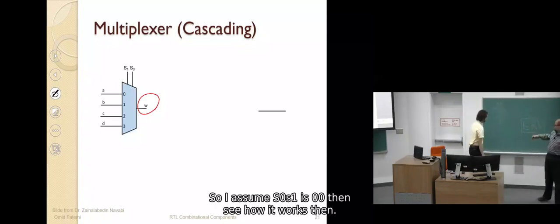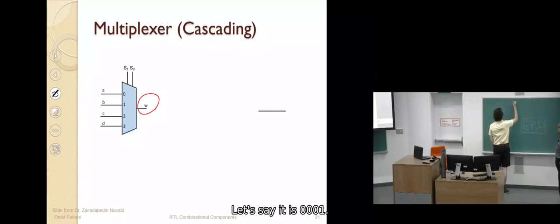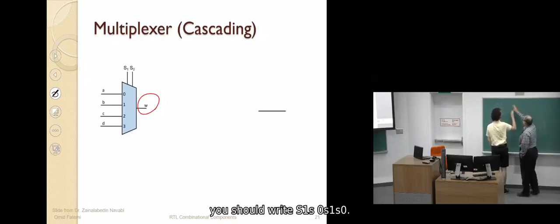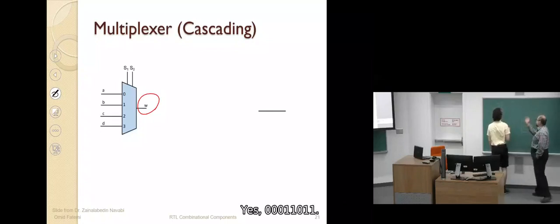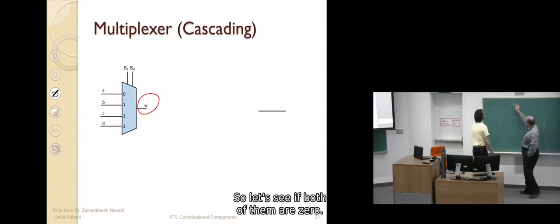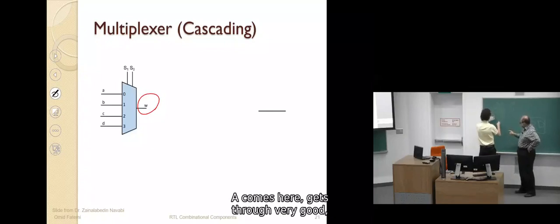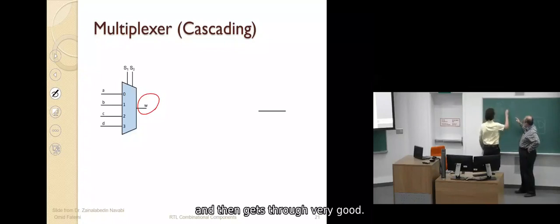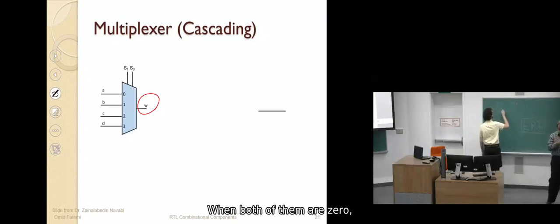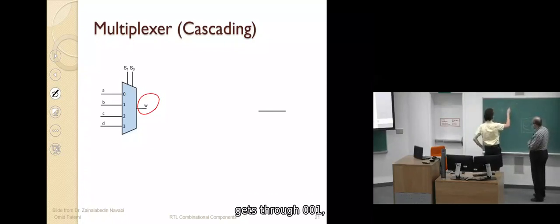Assume S1, S0 is 0, 0, then see how it works, then 0, 1, 1, 0, 1, 1. Maybe you should write S1, S0. Okay. If both of them are zero, what happens? A gets through. Perfect. C gets through. Very good. That's what we want: when both of them are zero, A goes through. Okay, so 0, 1. A gets through, and then zero.